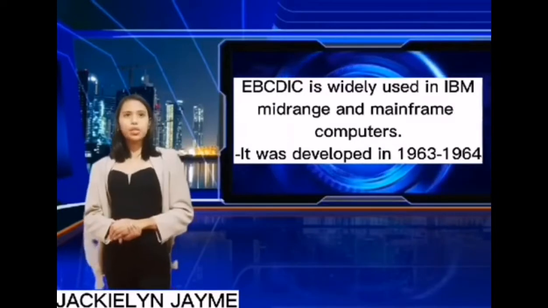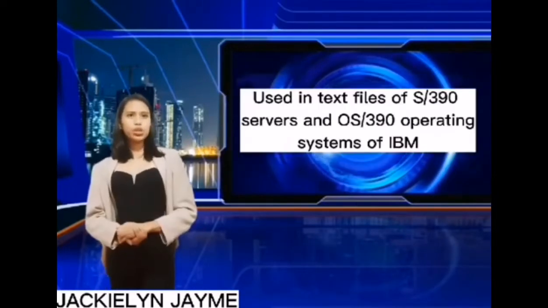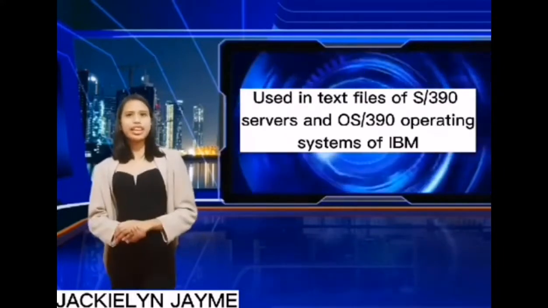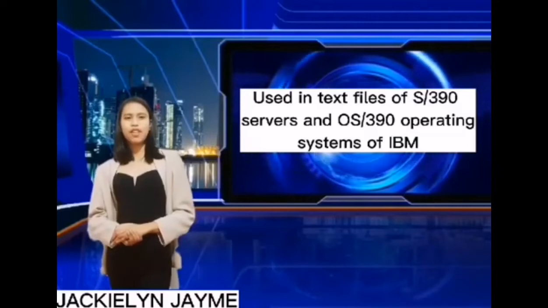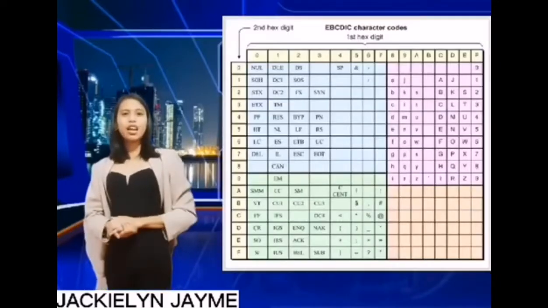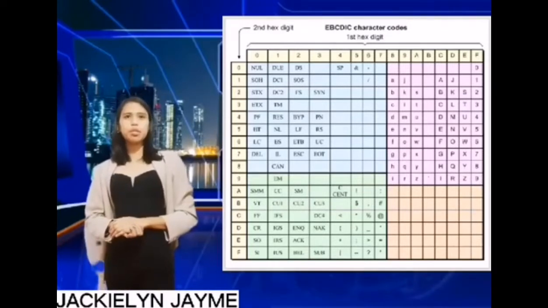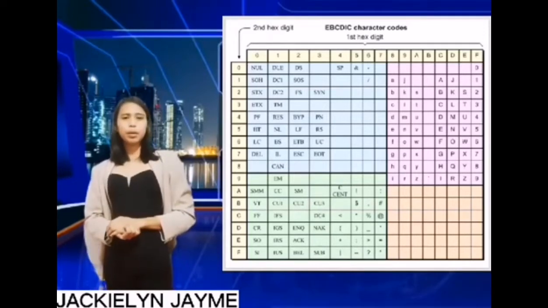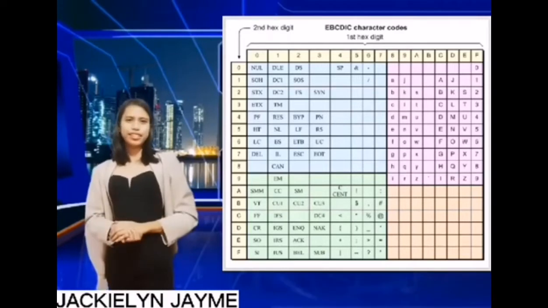This encoding was developed in 1963 and 1964. This code is used in text files of S/390 servers and OS/390 operating systems of IBM. EBCDIC allows 2^8 or equals 256 combinations of bits. The 256 unique symbols represent decimal numbers from 0 to 9, lowercase and uppercase letters from A to Z, special characters, and control characters. The third coding scheme is Unicode.